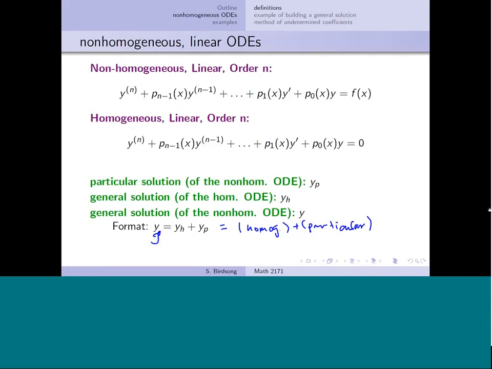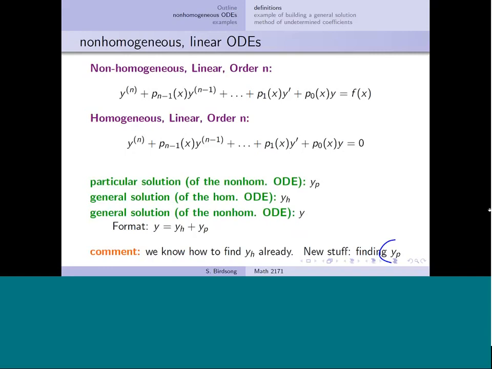Now, one last comment before we get into our method of figuring out what our particular solution is. We already know how to find our solution to the homogeneous differential equation, so the only new thing for the rest of Chapter 4 is just going to be finding that particular solution. Like I said, there's a couple of different ways to do it.